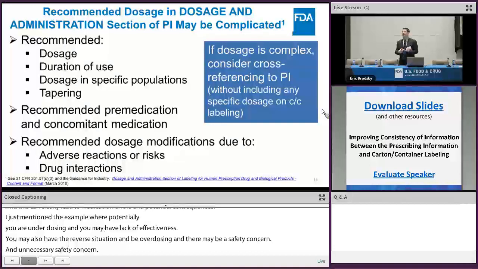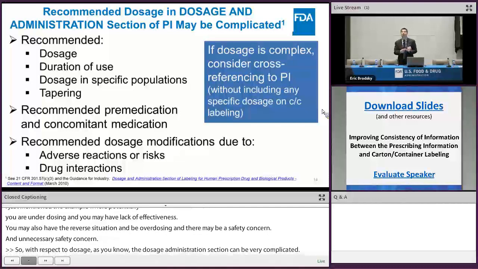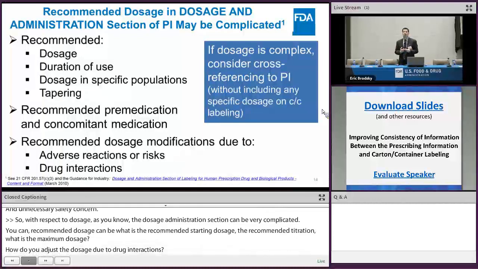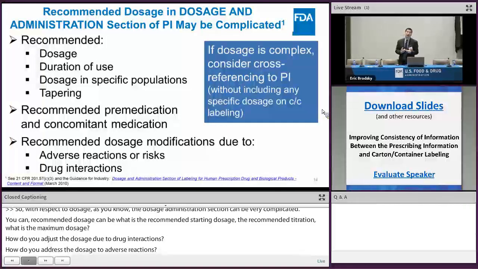A recommended dosage could be: what's the recommended starting dosage, what's the recommended titration, what's the maximum dosage, how do you adjust the dosage due to drug interactions, how do you adjust the dosage due to adverse reactions. You have dosage recommendations in specific populations: mild renal impairment, moderate renal impairment, severe renal impairment. You also have different recommendations in terms of duration.